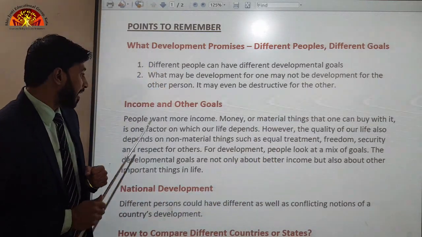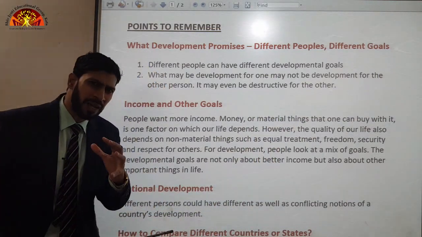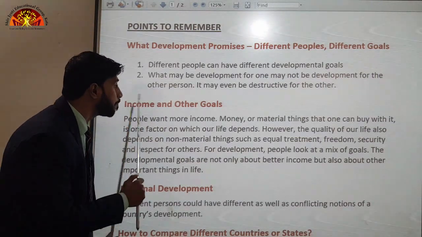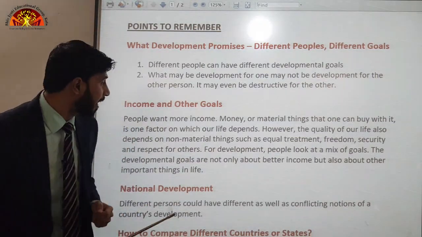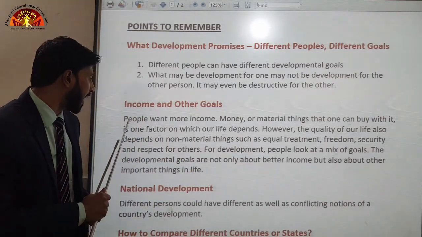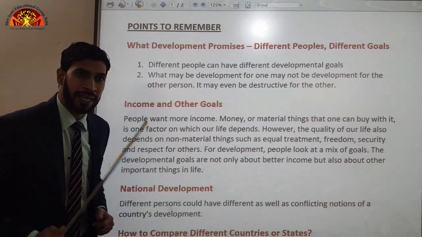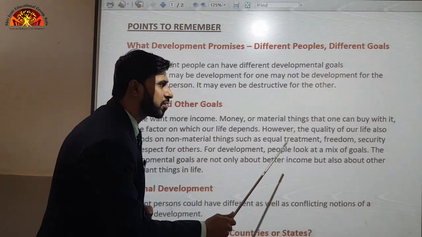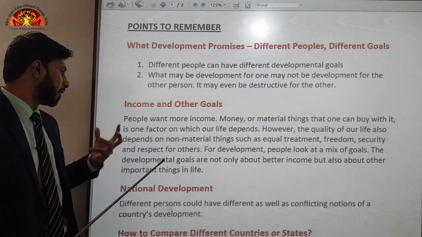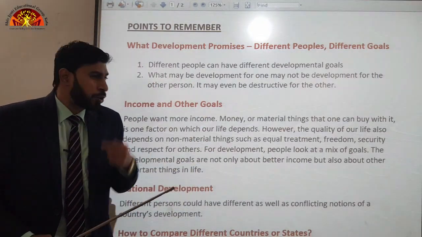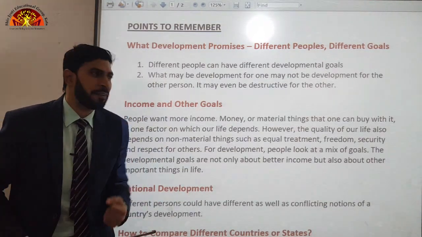ठीक है? Income and other goals. Let us discuss about income and other goals. What are the different goals of people? Income is very important. पैसा बहुत ही important है. But apart from money, there are other goals also. Like people want more income. That's true. हर कोई पैसा कमाना चाहता है. Money or material things that one can buy with it is a factor on which life depends. Okay, पैसा और पैसे से जो चीजें खरीदी जाती हैं उस पे ही life depend है.